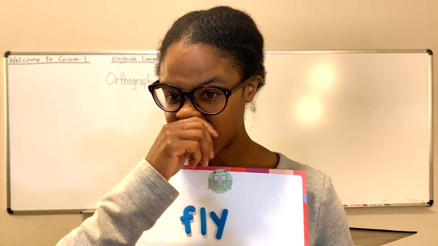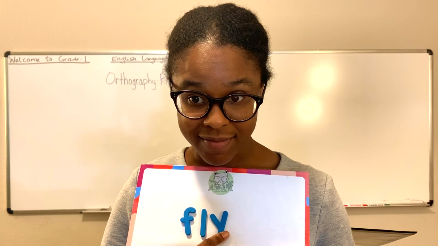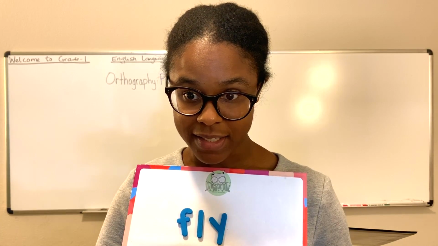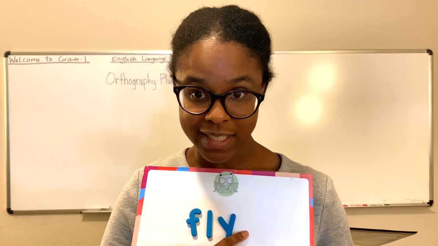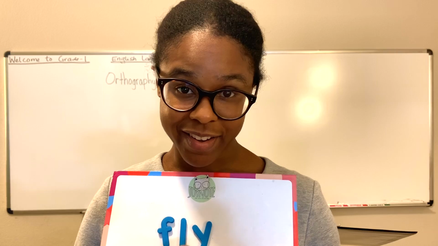What do we do to this Y to make it plural, representing more than one? We have to replace this. We cannot just add S. Why can't we just add S? Because the letter that precedes the Y is a consonant.